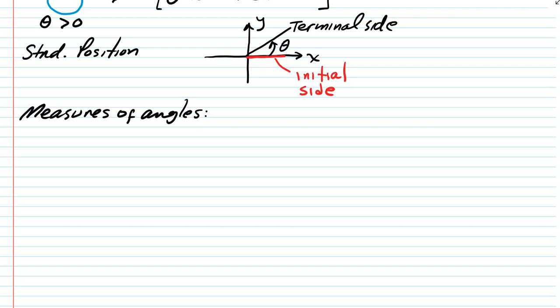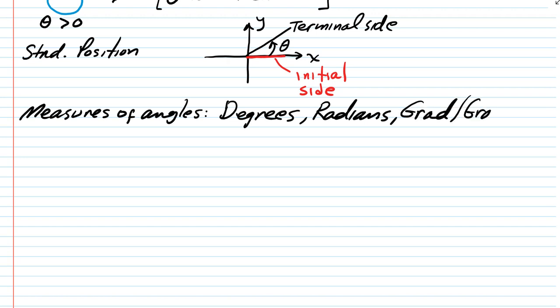The most common measures are degrees, which we can relate to very easily. The other one is radians, which is usually used in applications in calculus and sciences quite often. And then the third one is gradient measure, or simply grad, or let's call it gradient. This is the one that not many people know about. Okay, so let's start with the degree.